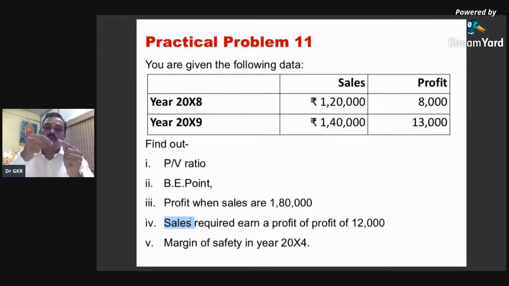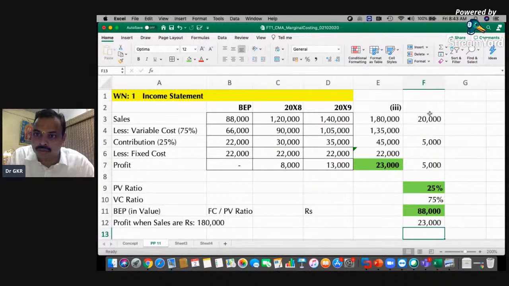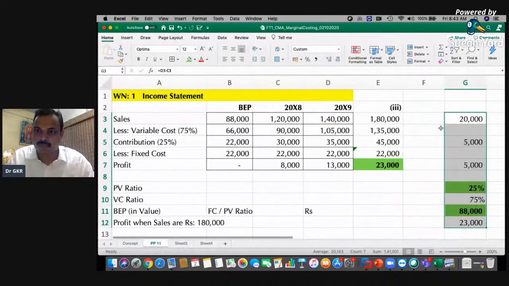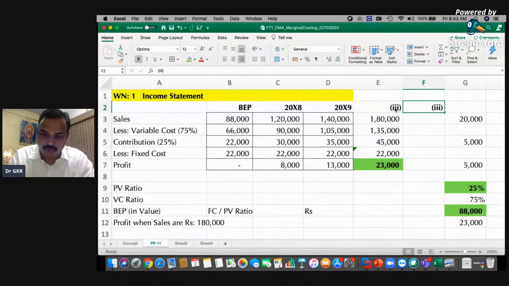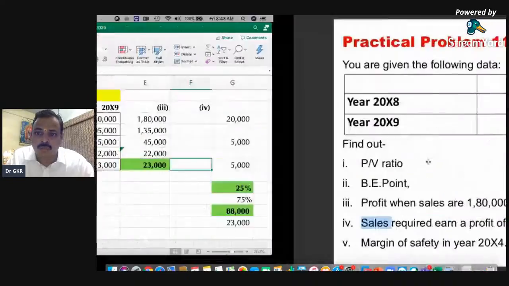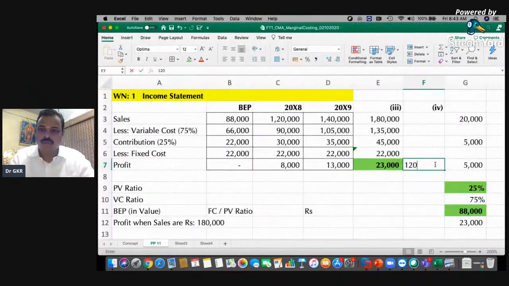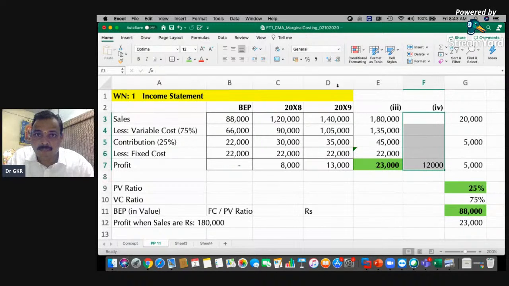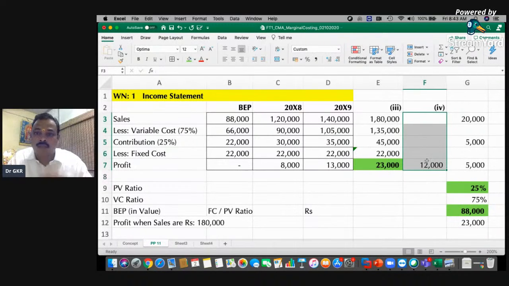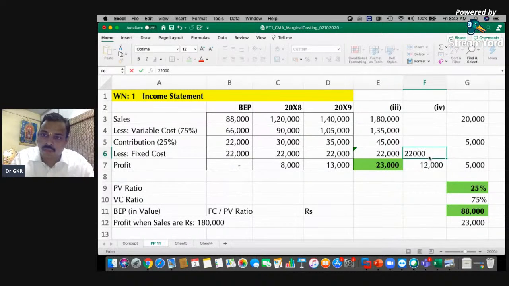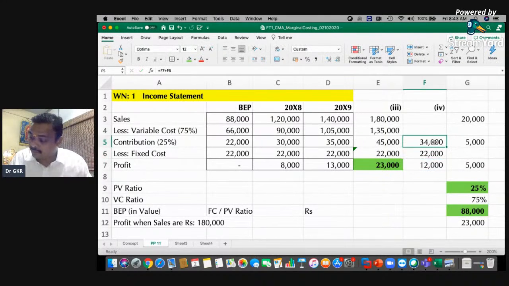Now reverse question. What is your sales if profit is 12,000? So maybe I'll add one more column, this is your 4. Whatever way we did the break-even point, the same we will do. What is your profit here? 12,000, and my fixed cost is 22 forever. So naturally your contribution is 12 plus 22, 34. And 34 is 25%.